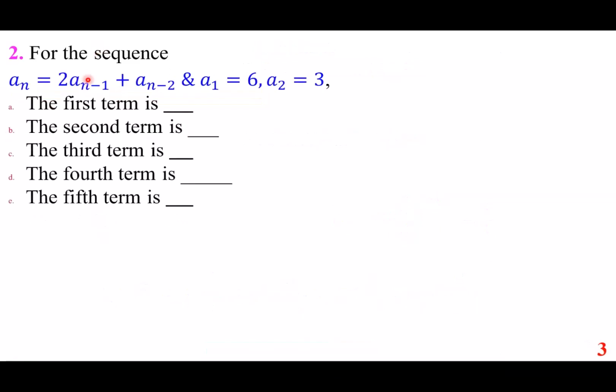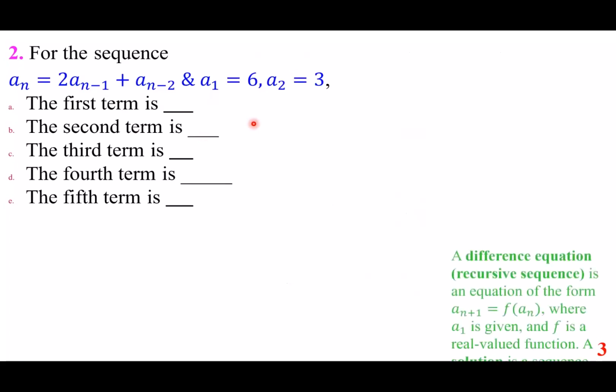Here's the sequence. A sub n equals 2a sub n minus 1 plus a sub n minus 2, where a sub 1 is 6, a sub 2 is 3. We want the first term, obviously is 6, the second term obviously is 3, but let's go over something.